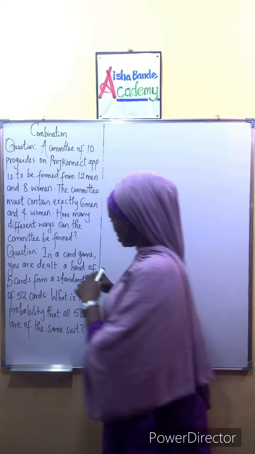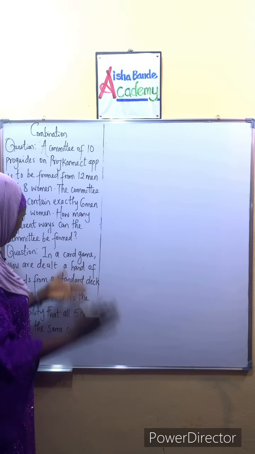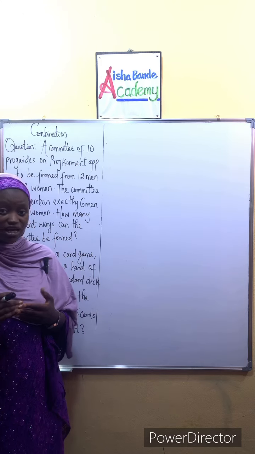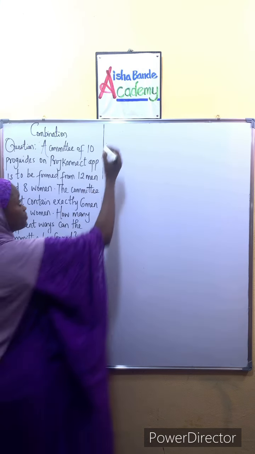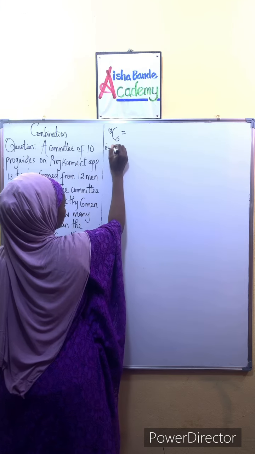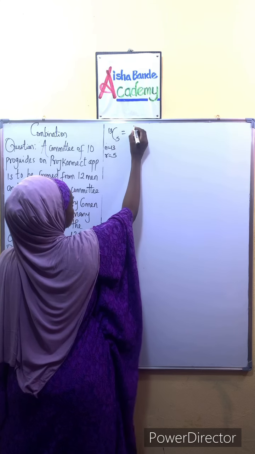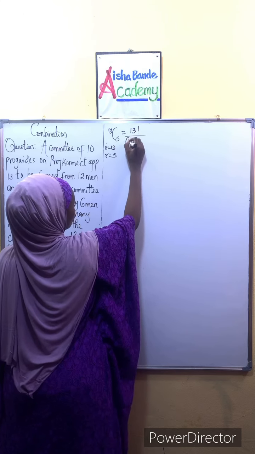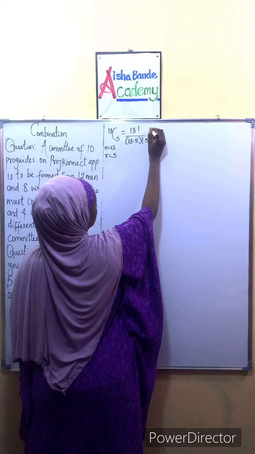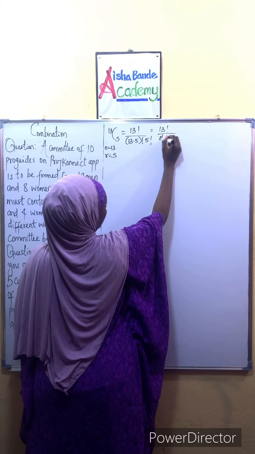So let's bring out the parameters given from this question. In a card game, you're dealt a hand of 5 cards from a standard deck of 52 cards. There are 4 suits in a deck, so the ways to choose 5 cards out of 13 is going to be 13 combination 5. This is where n is equal to 13, r is equal to 5. So this is going to be 13 factorial all over 13 minus 5 factorial times 5 factorial. Okay, so this is equal to 13 factorial over 8 factorial 5 factorial.